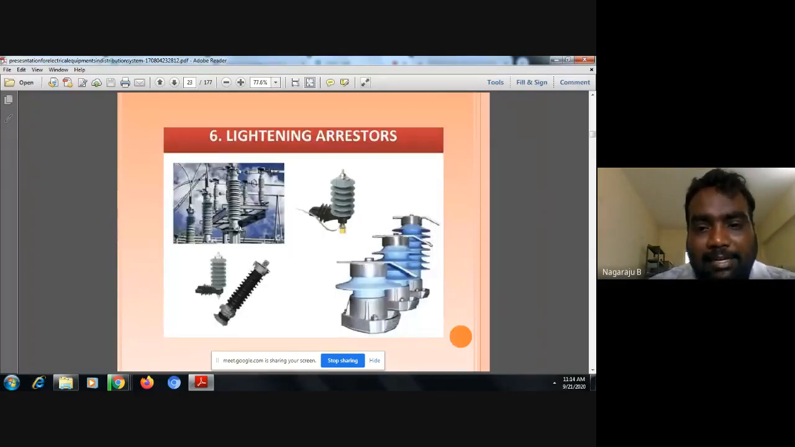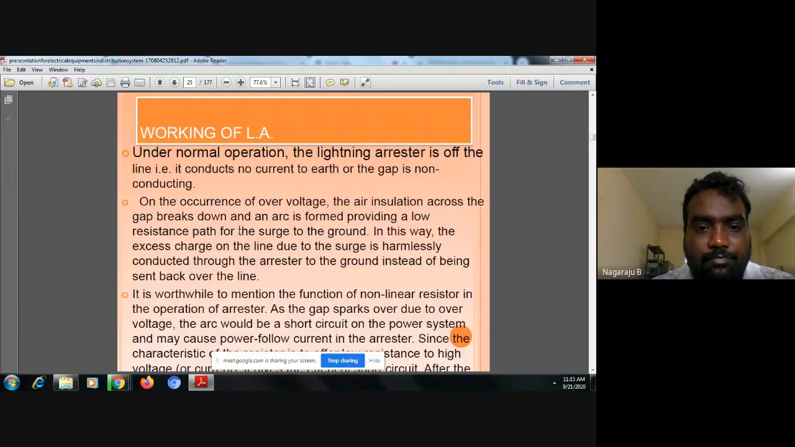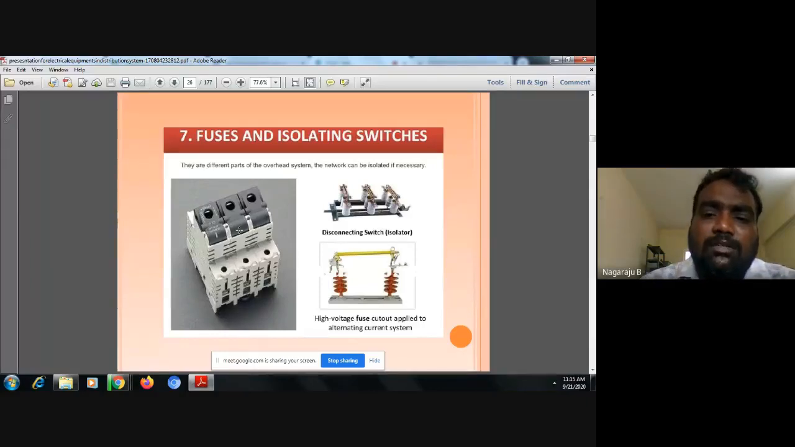So lightning arresters, this is about the lightning arresters, you have seen them also, which are connected to the ground. Fuse, very nice, fuse. This is the main protecting device. Most of the homes you have seen a fuse.